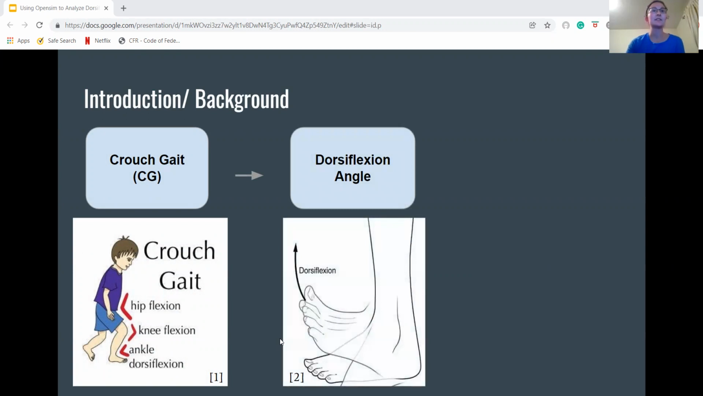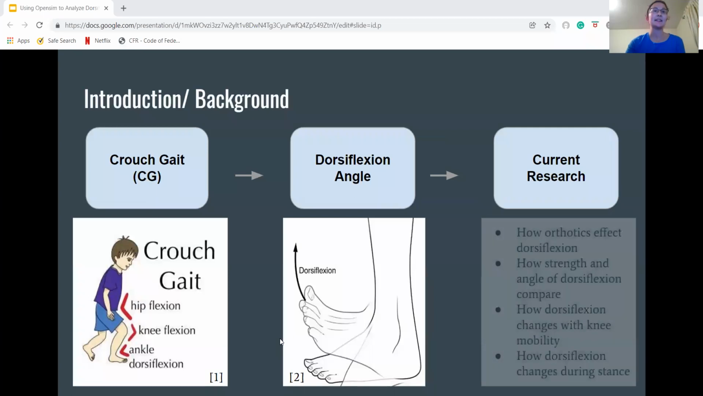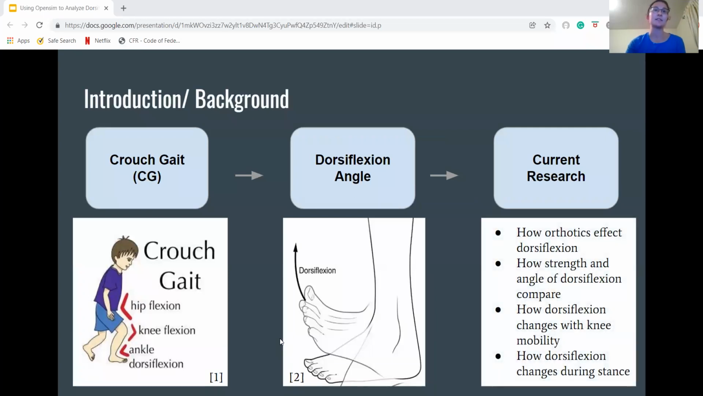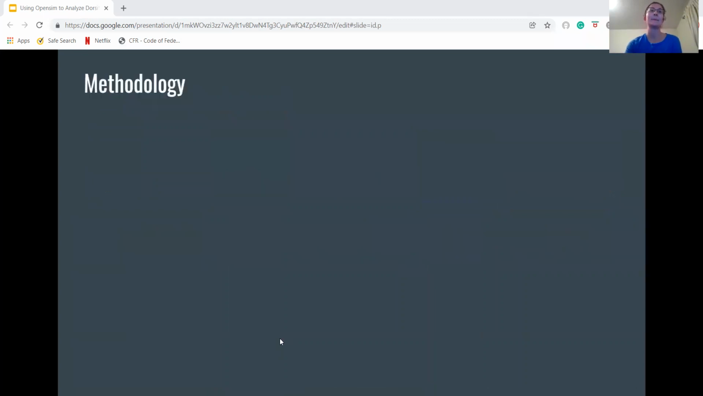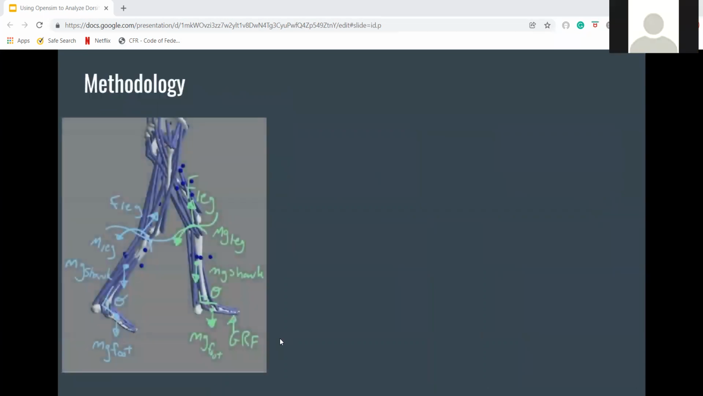In order to better understand why increased dorsiflexion occurs during crouch gait, many studies have been done on dorsiflexion angle, studying the effects of orthotics, varying strengths, and varying knee mobility on dorsiflexion angle. Using this knowledge, our team wants to answer the simpler question: does maximum dorsiflexion angle change with increasing crouch gait severity? To answer this, we first had to understand the biomechanics related to the gait.